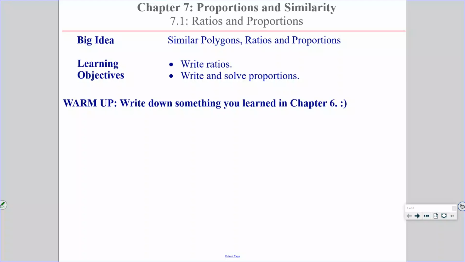Wow. New chapter. Moving into proportions. A lot of proportion work. So today it's just kind of a review over what a ratio is, what a proportion is, how do we solve proportions, good stuff. You learned this probably way back in 6th grade.